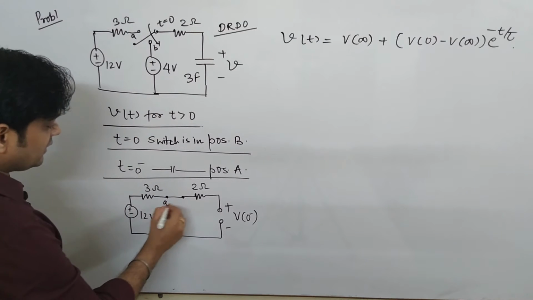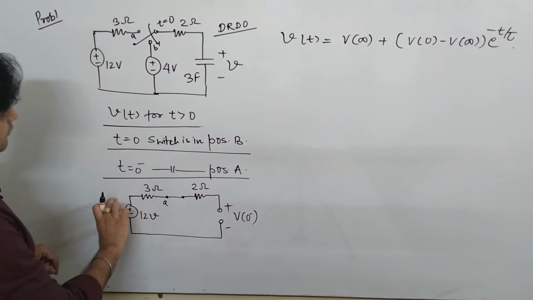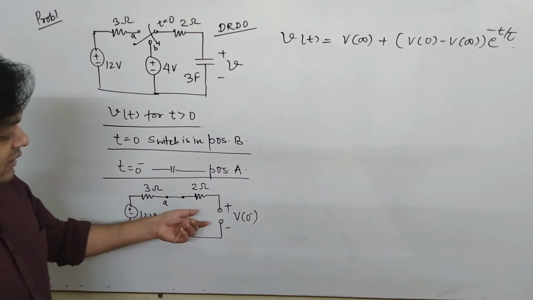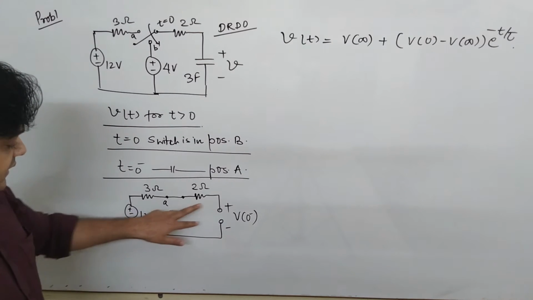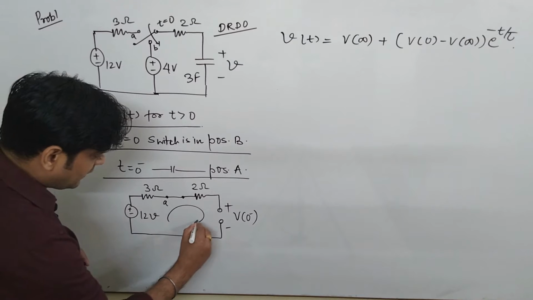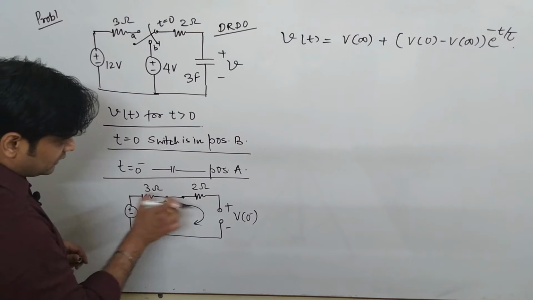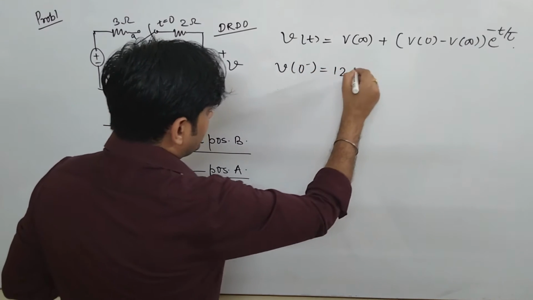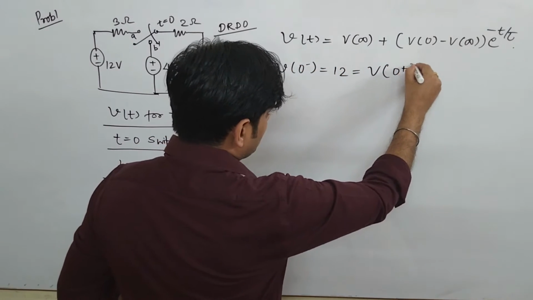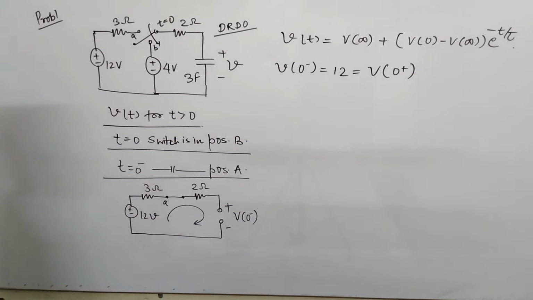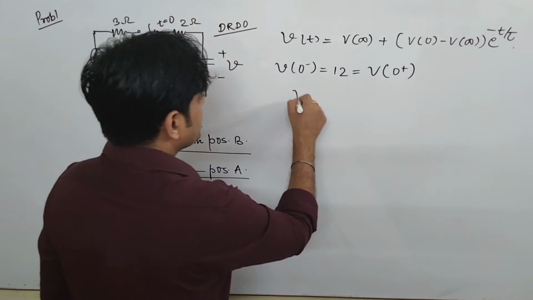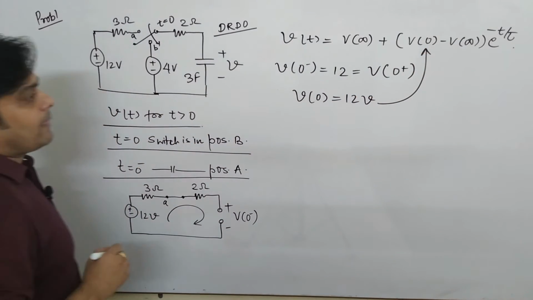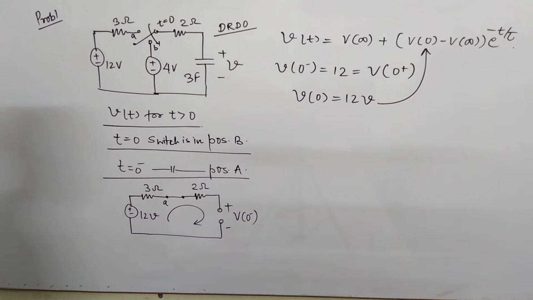Simply this switch will move to position A. Say this is your position A. Now this switch is connected. This is 2 ohm, this is 3 ohm, this is 12 volt, and as I said, at t equal to 0 the capacitor behaves like an open circuit, so we have simply made it an open circuit. Since there is no current, the entire voltage will appear across the capacitor, so you can say that V0 negative is 12 volt. As an abrupt instantaneous change is not possible across the capacitor, V0 positive is also 12 volt, or you can say the initial value of voltage is 12 volt. Yes, so we have found V0, that is 12 volt.